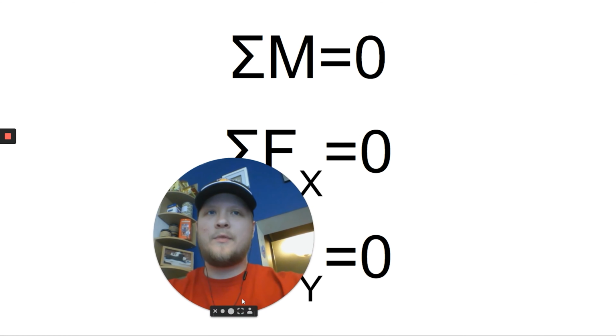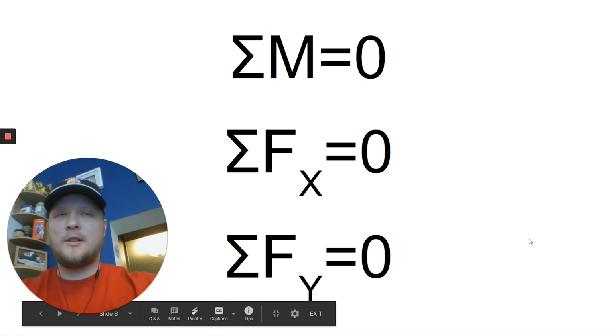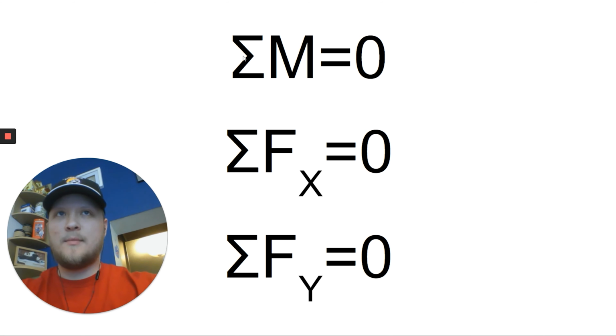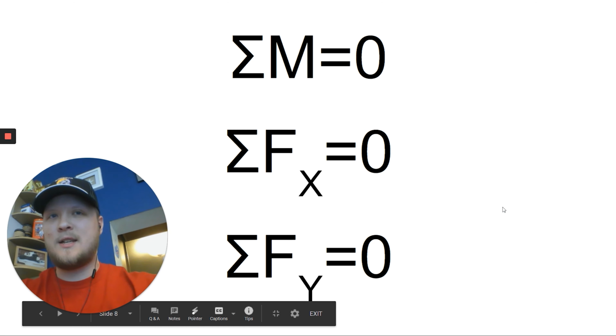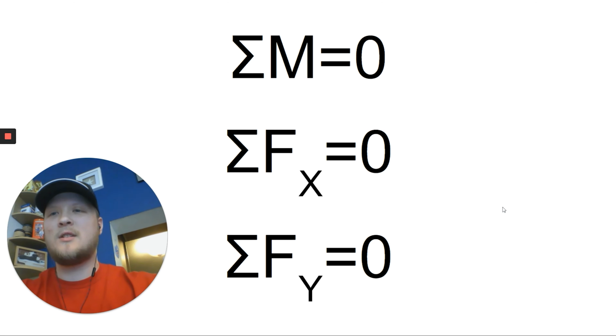Now these are the three equations that we're going to use to solve everything in trusses. Sigma means sum. So the sum of the moments, capital M, always has to equal 0. Remember we previously talked about moments being that twisting force, that torque on an object? The sum of the forces in the X direction has to equal 0. And the sum of the forces in the Y direction has to equal 0. That's because we're talking about statics, static equilibrium. So nothing here is moving.